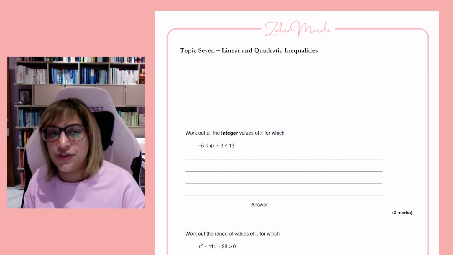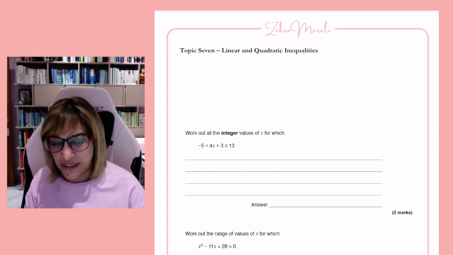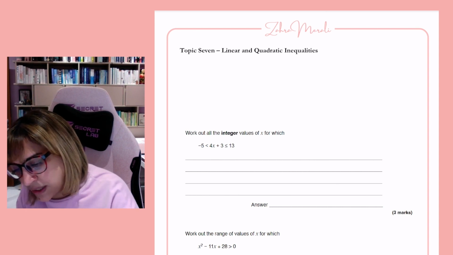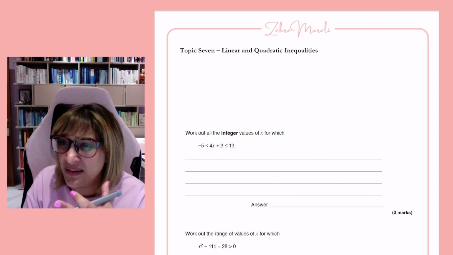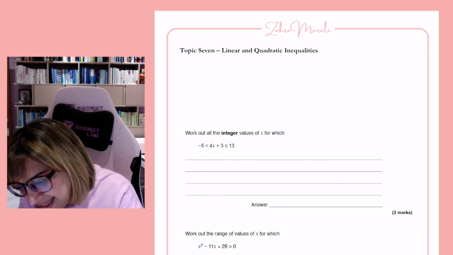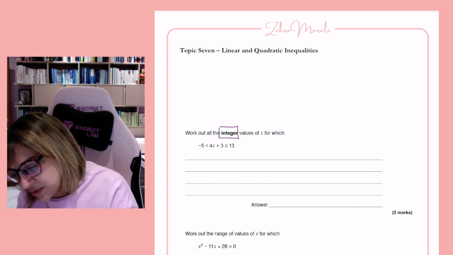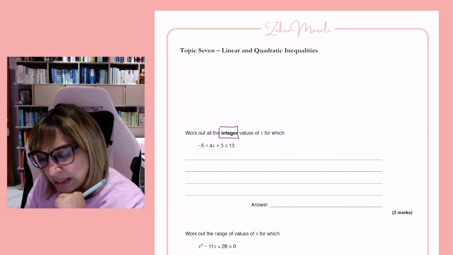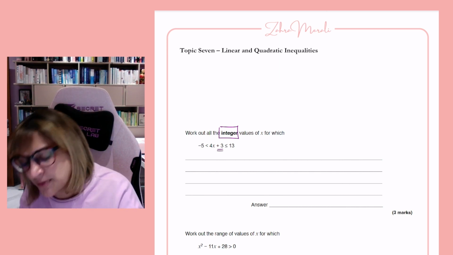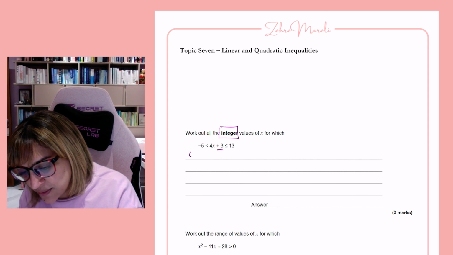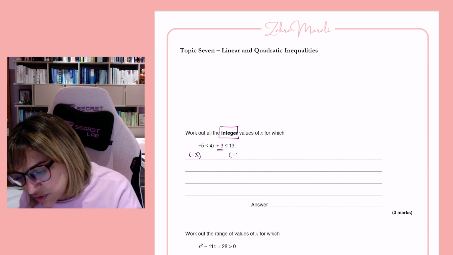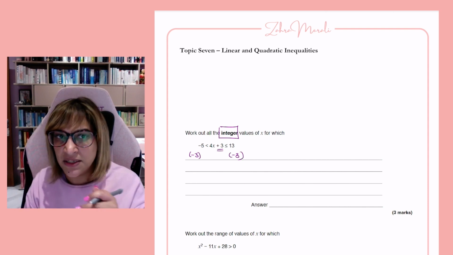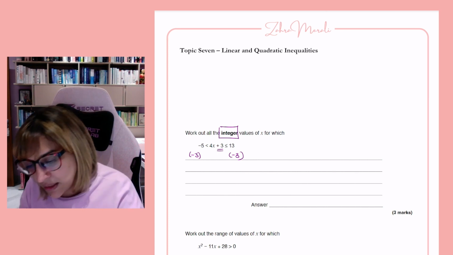Okay, so let's take the first question. It tells us to work out, and they bold things for a reason, that's there to help you, the integer values. So these are the whole numbers. But first, we want to get x on its own. So if we have a look, we've got 4x plus 3. So we're going to minus 3, and because there's two sides to this, we're going to minus 3 on both sides.